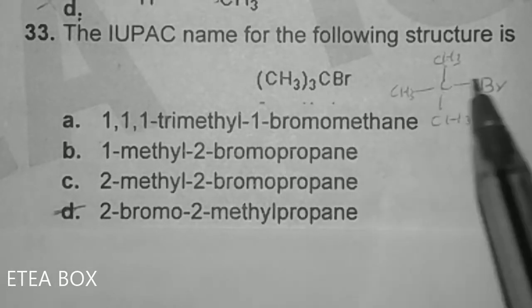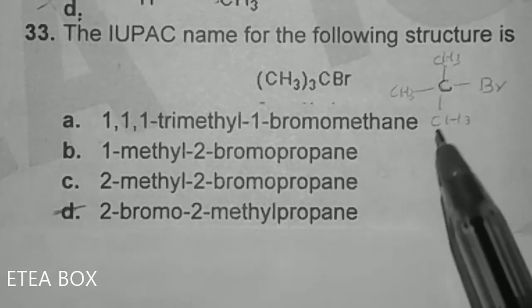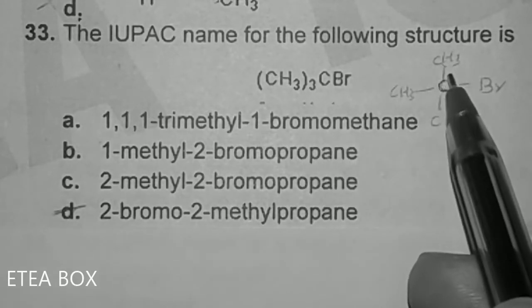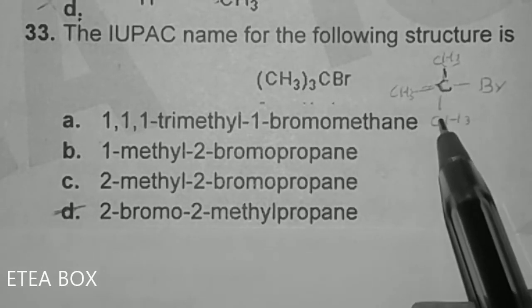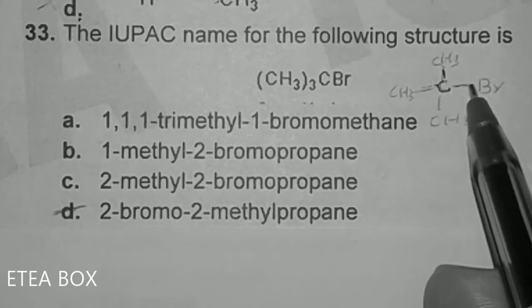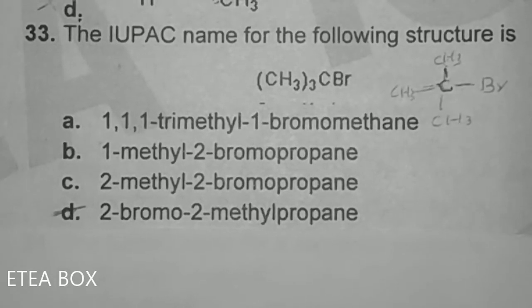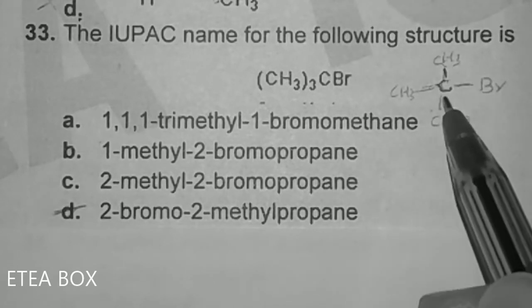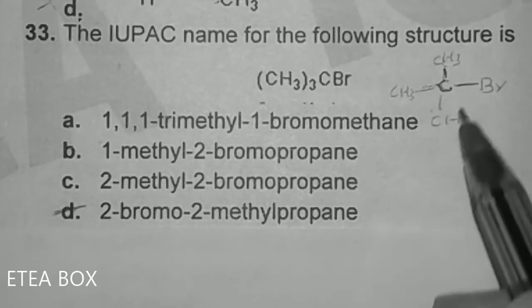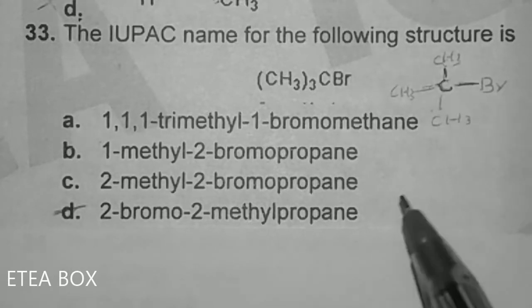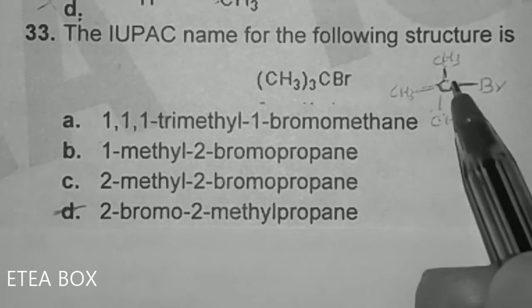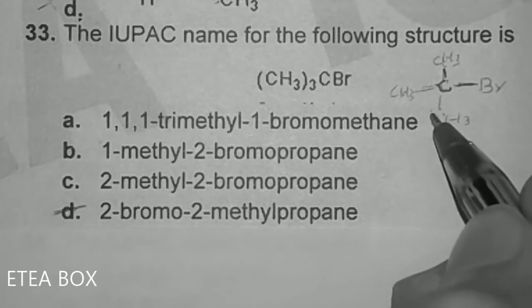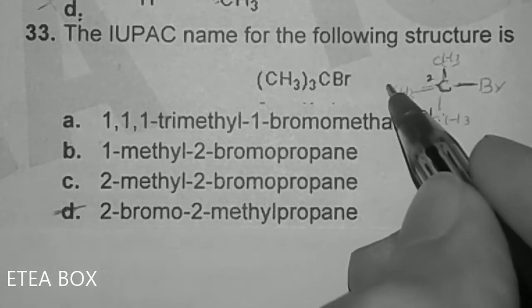The IUPAC name for the following structure is, look, this structure is given. This structure means that carbon is here, and 3 methyl groups are present on this carbon. Look, 3 methyls and 1 bromine are present. Now we have to select the longest carbon chain, 1, 2 and 3, that carbon chain which contains the bromine. Bromine is attached to that one. So 1, 2 and 3.